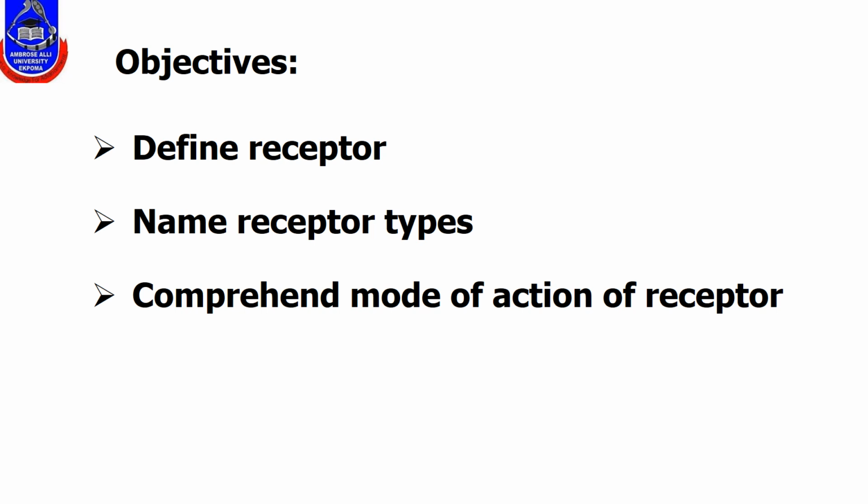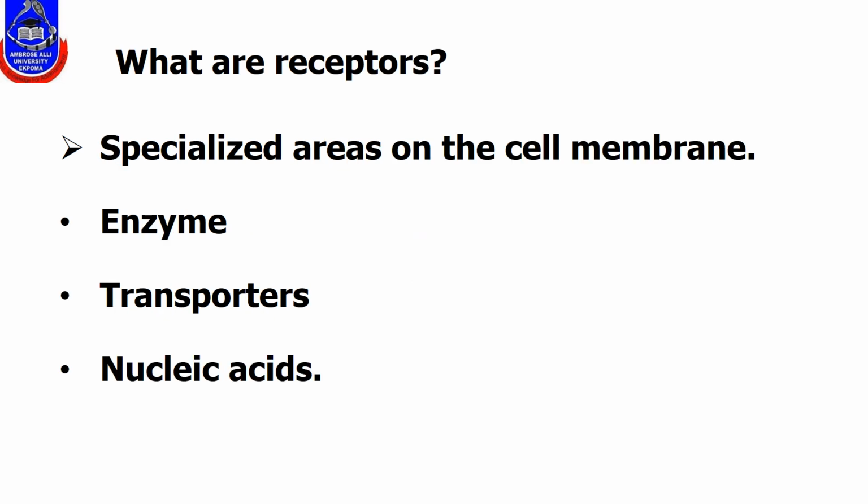The objective of this lecture will be, one, for you to be able to define what receptors are, then to name the types of receptor and comprehend the mode of action of receptors. Without wasting time, we would like to start by asking, what are receptors, or what is a receptor? They are specialized areas on the cell membrane, and they could be enzyme, transporters, or nucleic acid.